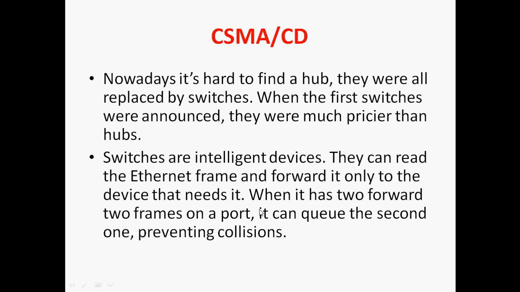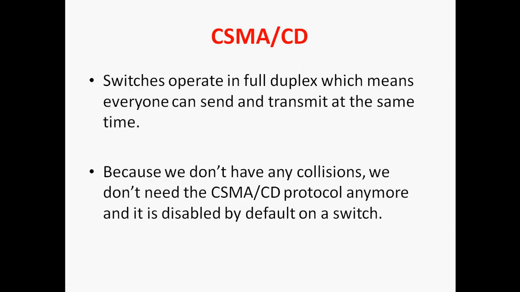So when it has to forward two frames on a port, it can queue the second one, preventing the collision. So there should be a queue in switches. We can discuss this further in upcoming sessions. Switches operate at full duplex, which means everyone can send and receive data at the same time. Because we don't have any collision, switches do not use the CSMA/CD, carrier sense multiple access with collision detection protocol anymore. By default, CSMA/CD is disabled on switches.